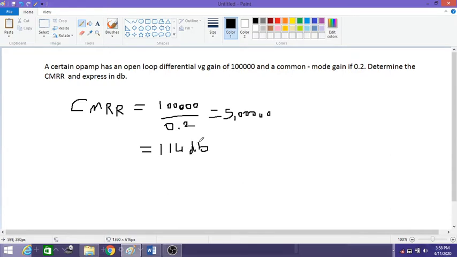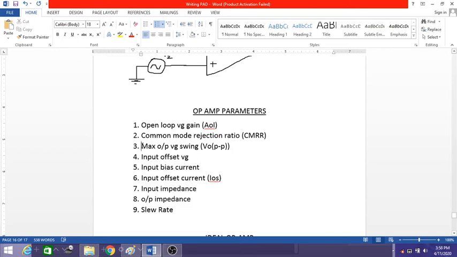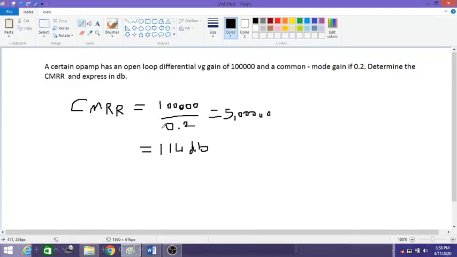This is a very straight away example which we can calculate. Now let us come back to our parameters. Now let us talk about the maximum output voltage swing, or generally it is called as output voltage swing. So when an input voltage is applied, ideally, this we already discussed in the previous video. Let me take the same example again that we had discussed in the previous video.